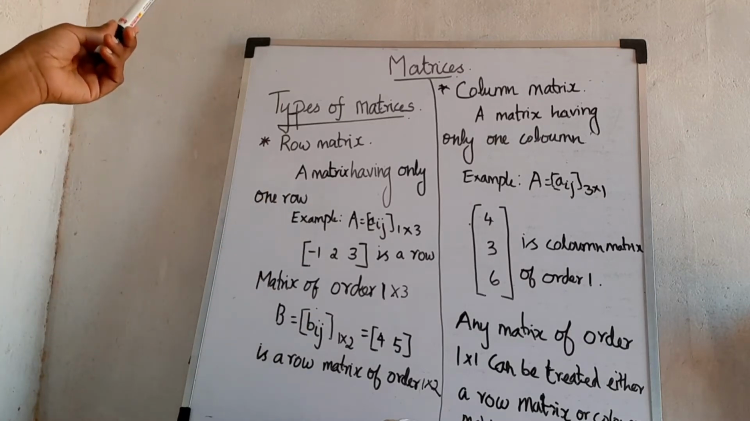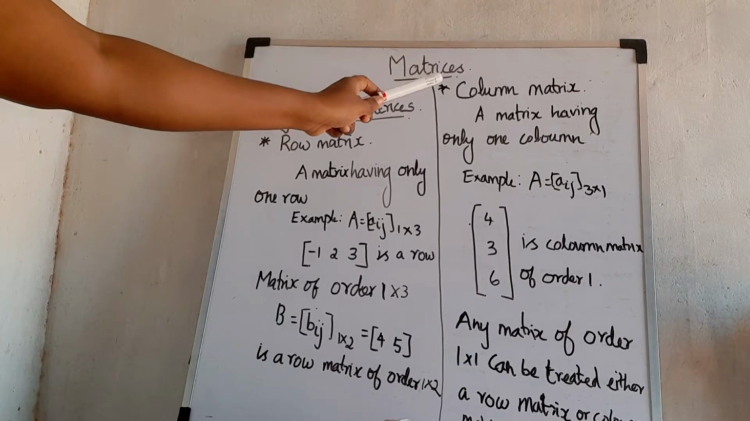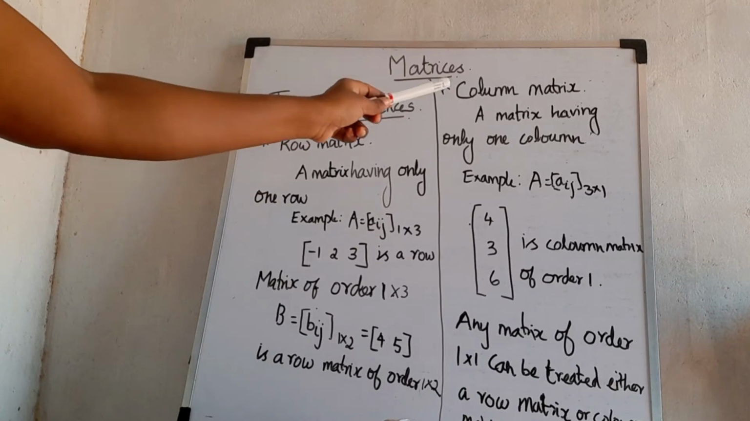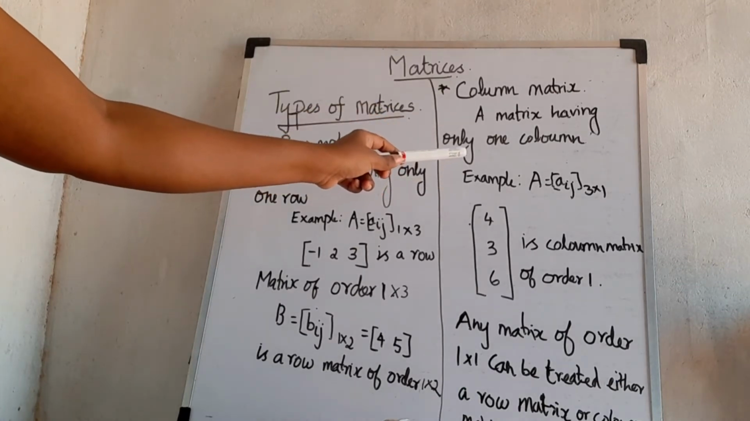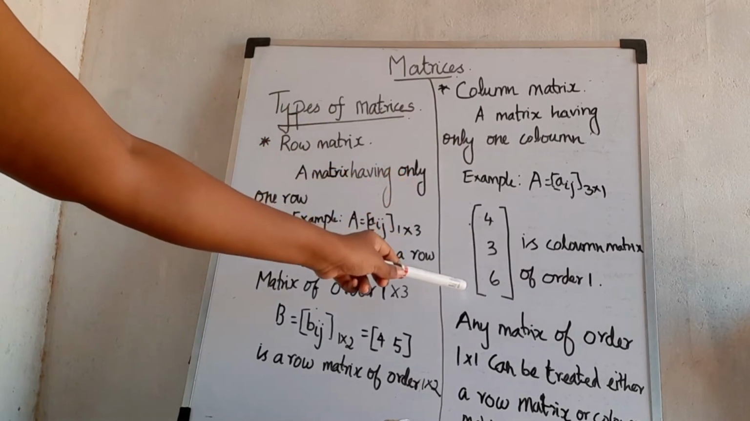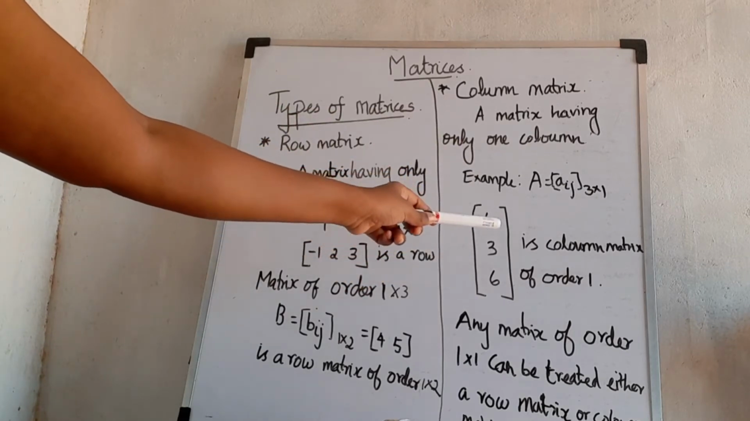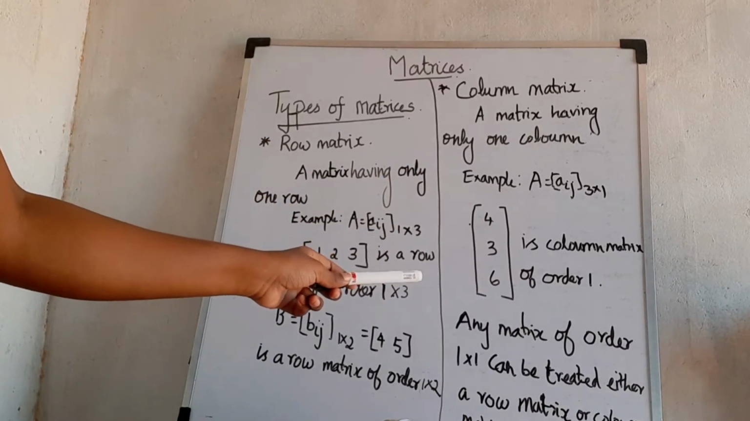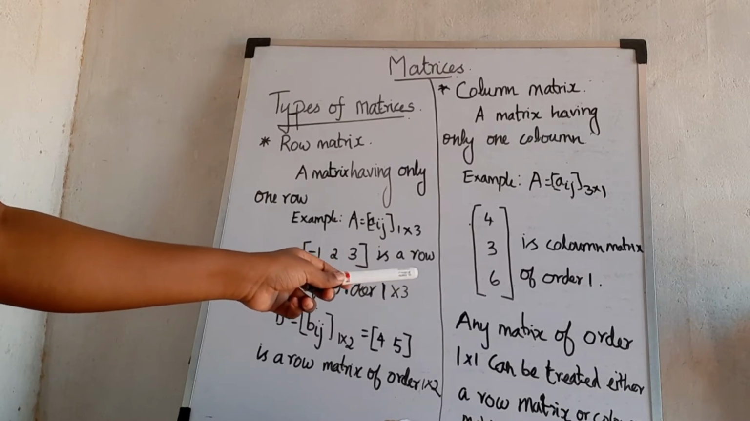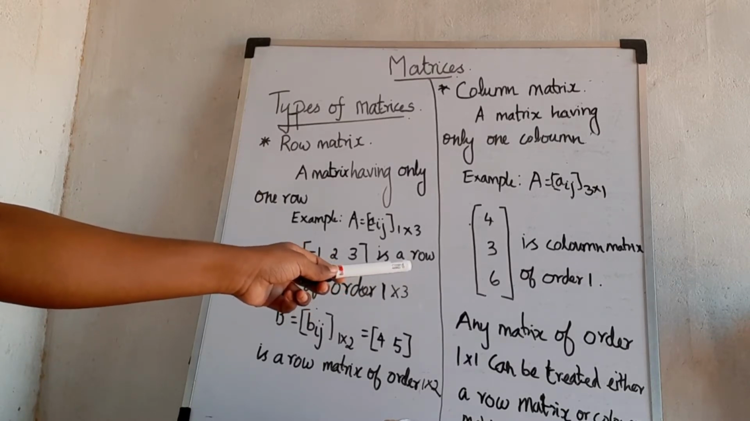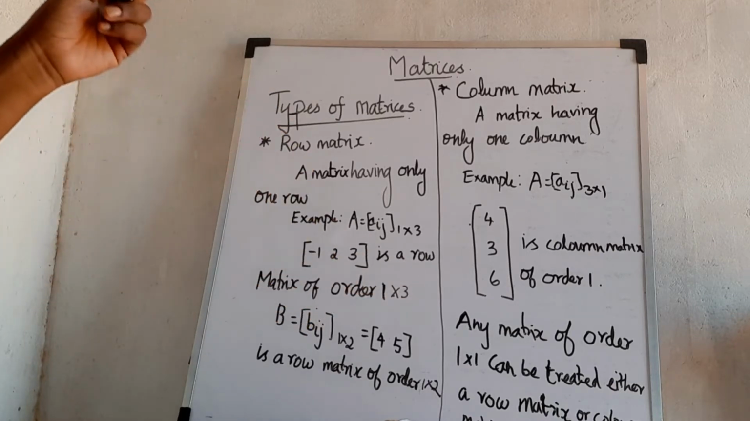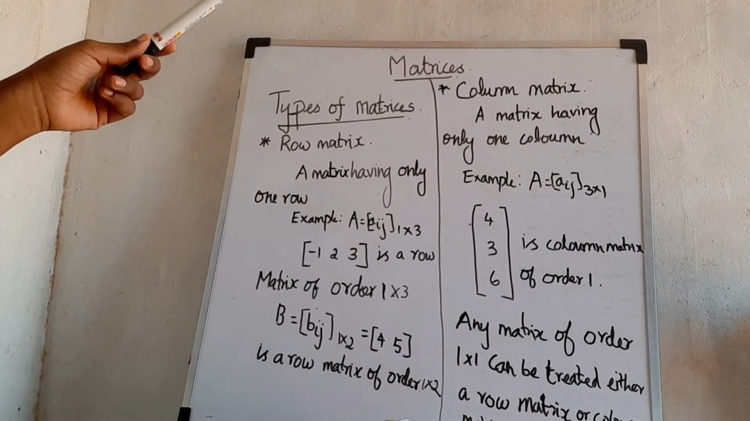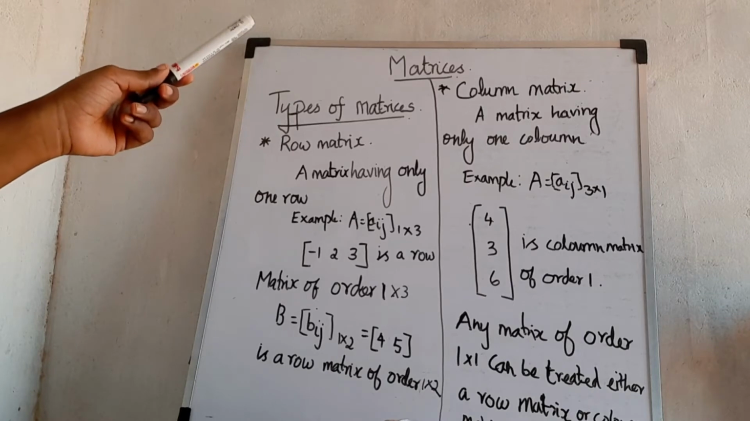Now coming to the next one, column matrix. So what is a column matrix? It is a matrix having only one column. Same as a row matrix, but with a column. When you see the example, you can understand. So 3 × 1: 3 rows but 1 column, a matrix of order 3 × 1. Note that any matrix of order 1 × 1 can be treated either as a row matrix or a column matrix.